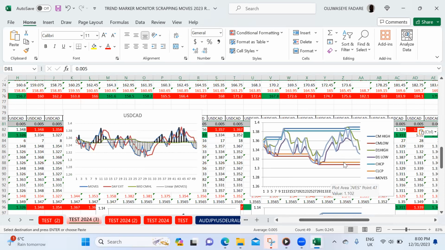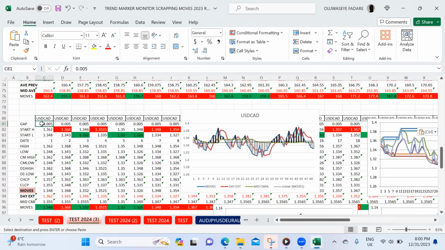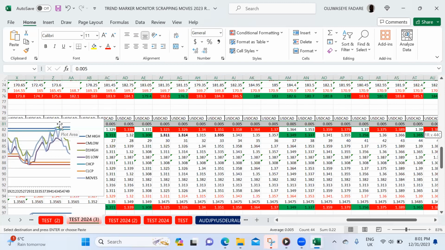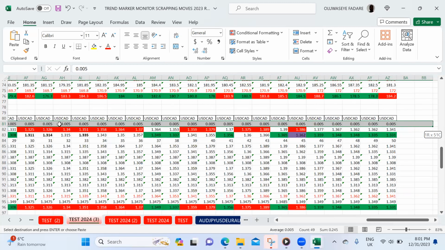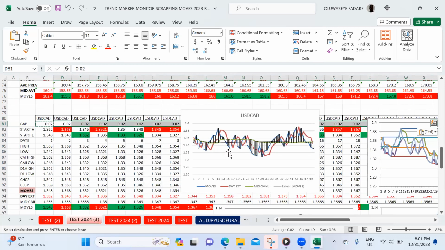So you can see, depending on whatever figure, whatever risk we want to take, this is more like a risk. Let's put 0.02. The purpose of this is to give us an idea of the risk so that we'll be able to measure and know the position that the current price is.